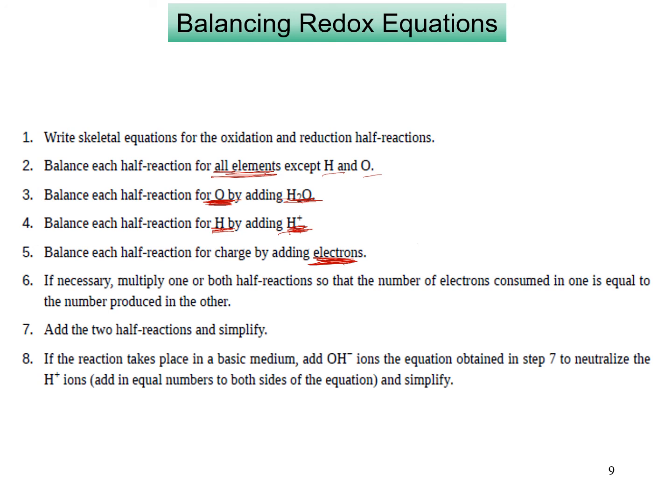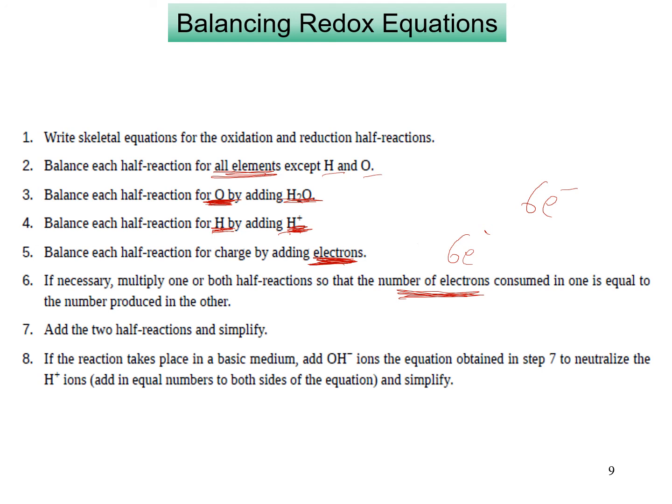If necessary, multiply one or both half reactions so that the number of electrons consumed in one is equal to the number of electrons produced in the other. So when you write two reactions, you are going to balance the two reactions so that the number of electrons in both the reactions is the same. So for instance, in one half, if I have 6 electrons, the other half should also have 6 electrons in total. Okay. Last step, you add the two reactions and just simplify the equation. That's it. That is your balanced equation.